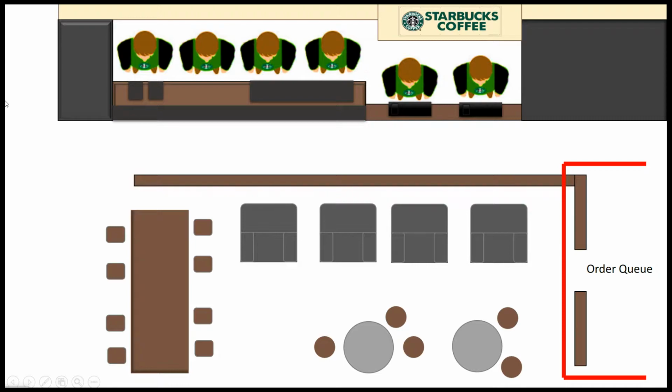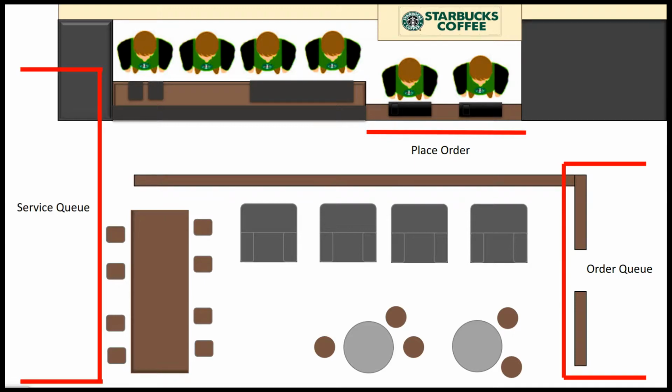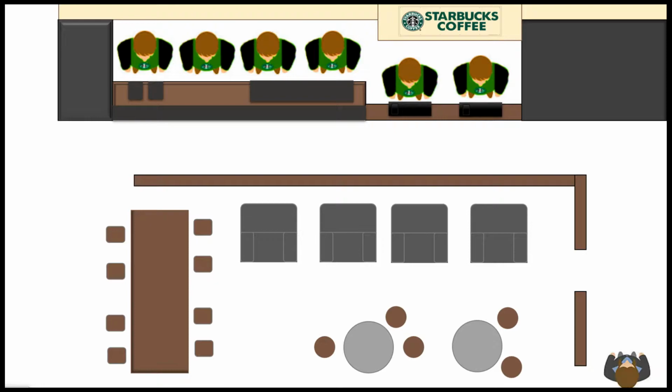The first queue, known as the order queue, tracks from when the customer enters the line to when the customer places their order. The order placement occurs at the registers, and shortly after, the customer will enter the second queue, known as the service queue. Once the customer picks up their coffee, they've officially left the service queue and have left the system. Let's watch one person go through the entire system.